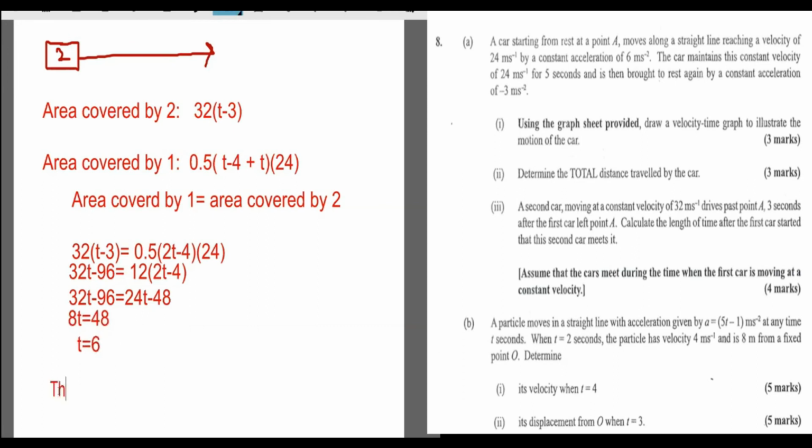And so the two meet 6 seconds after the second vehicle started.